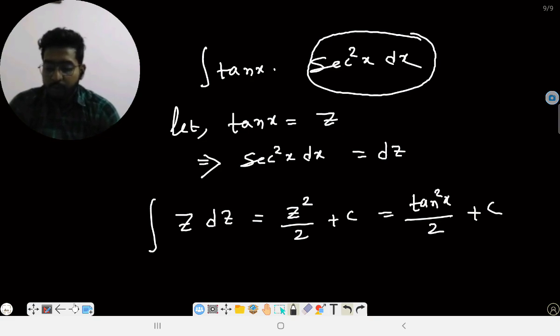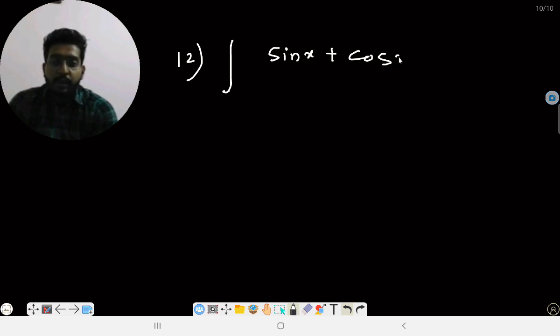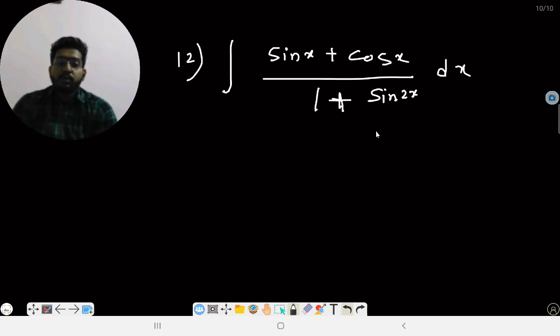Now question number 12 is like this. Next one. So it is given like that: integration of sin x plus cos x divided by 1 plus sin 2x. Yes, sin 2x, it is given like this. So sin x plus cos x divided by 1 plus sin 2x. Now how to solve this one?